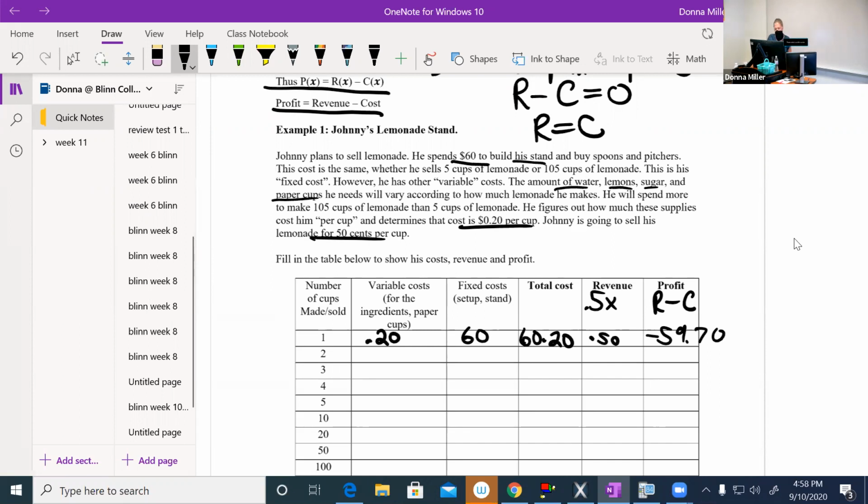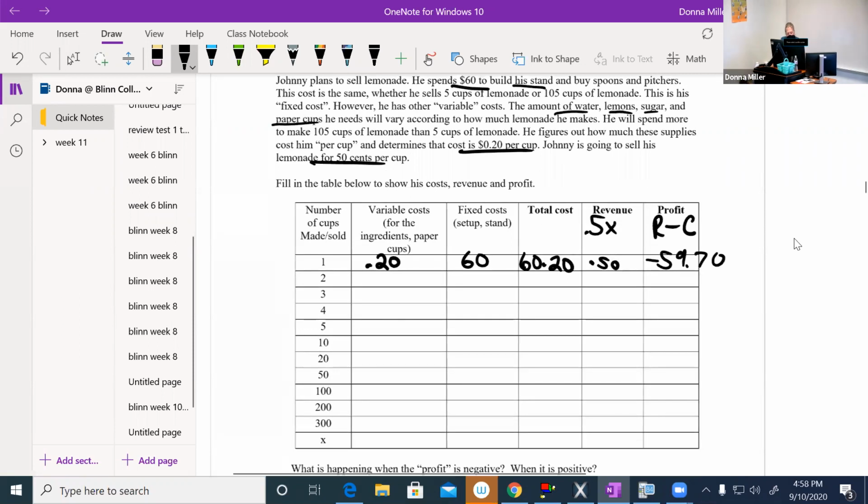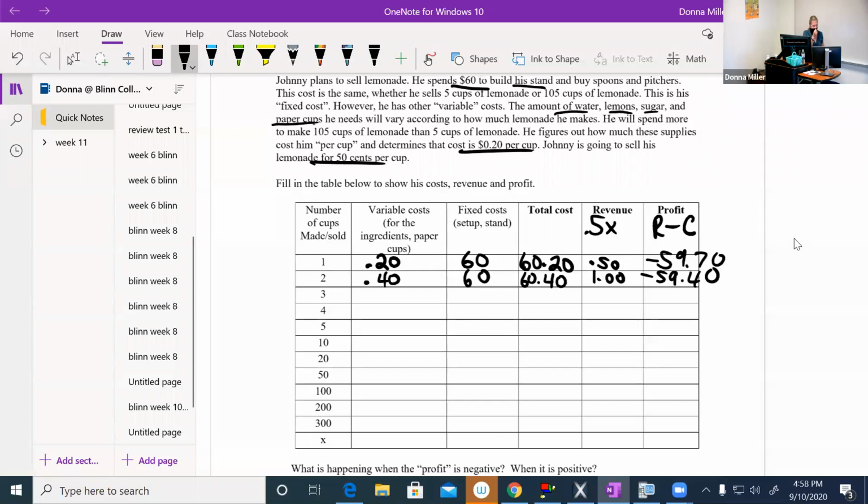All right, so what if he sells 2 cups? Well, how much is it going to cost him for 2 cups? 40 cents, right? 20 cents each. Fixed costs are still 60, so the total cost would be $60.40. What's his revenue for 2 cups? $1. Okay. I'm still losing money, a lot of money. So $1 minus 60.40 is negative 59.40. Not good.